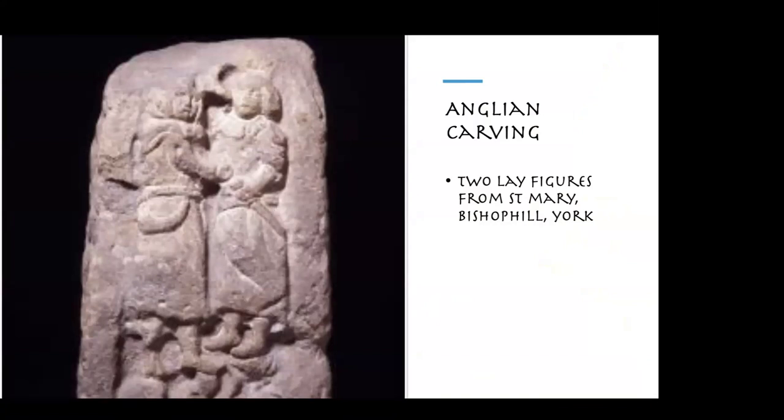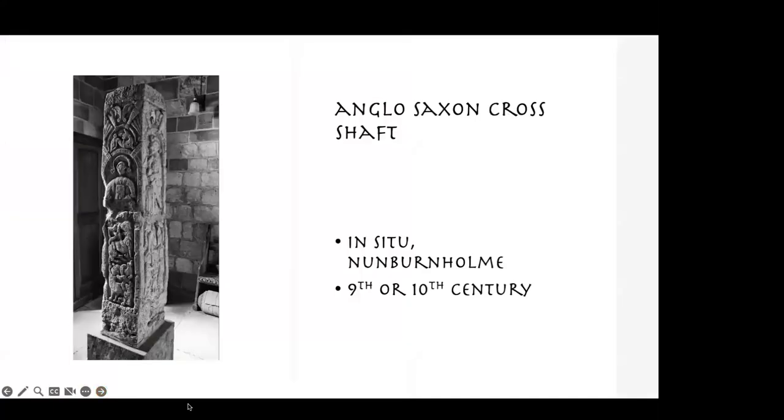St Mary's Bishophill in York, probably 8th century. And you can see it's two civilians. There's a man with a horn and a man with a sword. And then, rather later, is the cross at Nunburnholme.